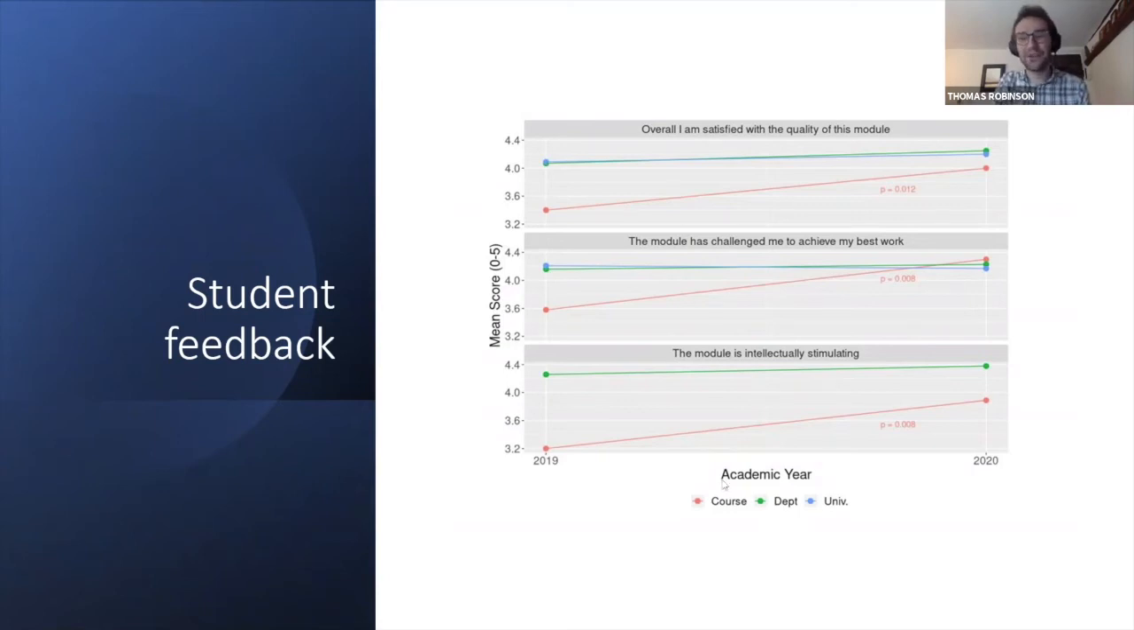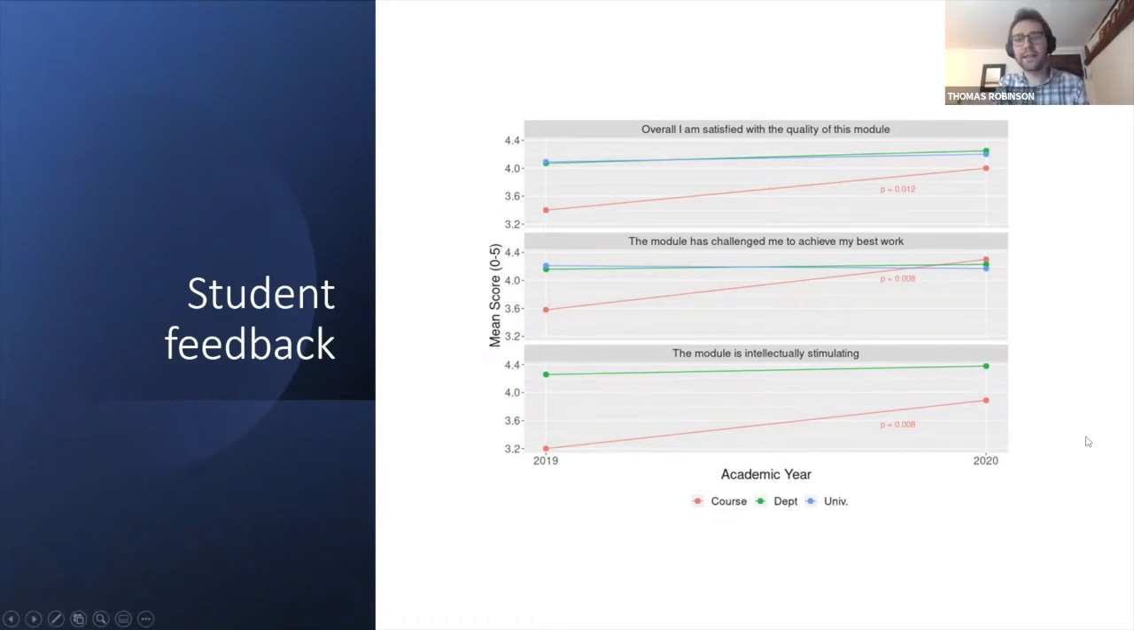So here on this graph, I've just got our student feedback scores from 2019 and 2020 respectively. And what you can see is that on the three measures that I've included here, so satisfaction, challenging, whether the module challenged them to achieve their best work, and also whether it was intellectually stimulating, on each of these measures we improved, and sometimes quite drastically, from the low 3s up to about 4.